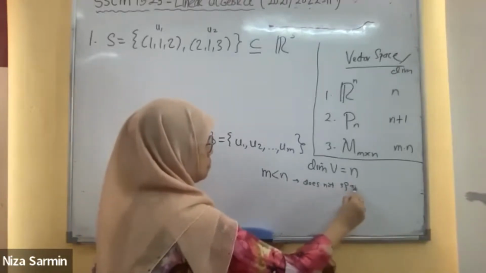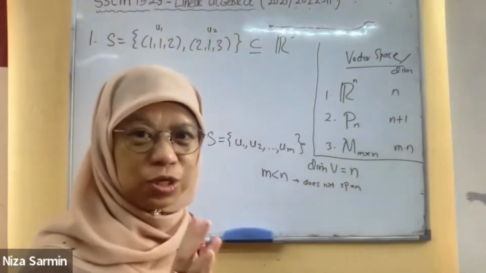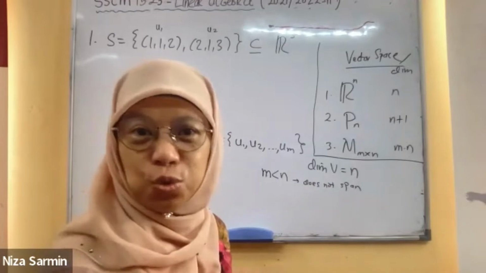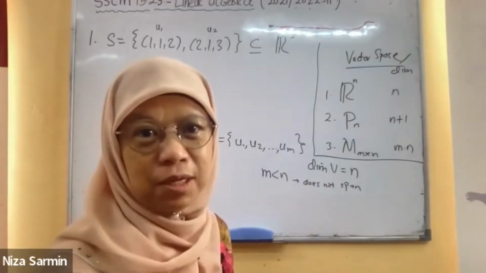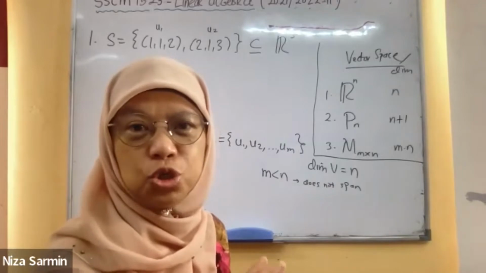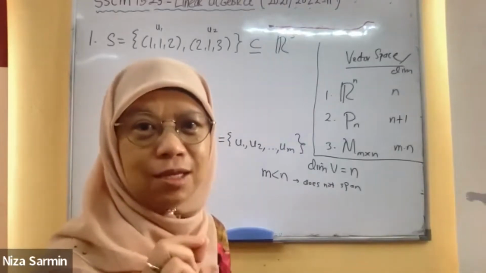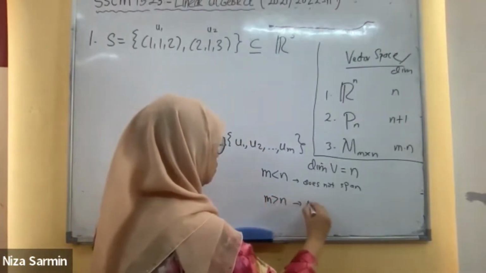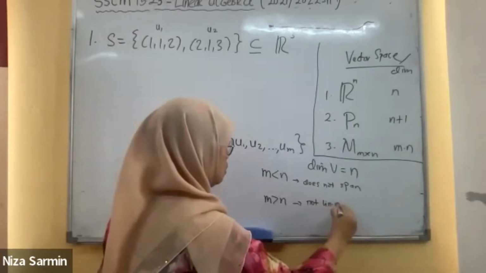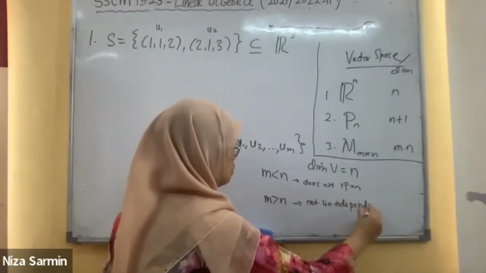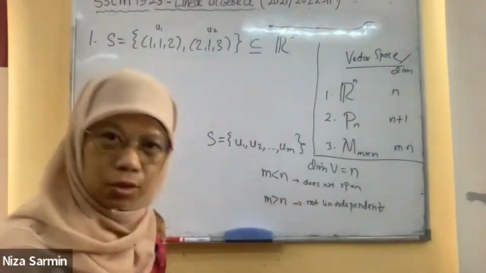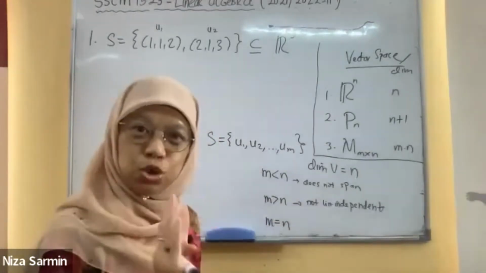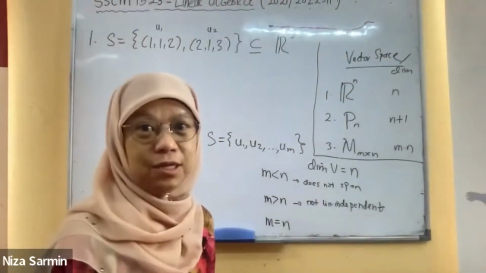I'm giving you a shortcut to the answer. You don't have to prove it if it's already true, otherwise you're just wasting your time. If it is not a basis, just show why. If M is bigger than N, not linearly independent. If M equals N, then you have to show accordingly using the definition.